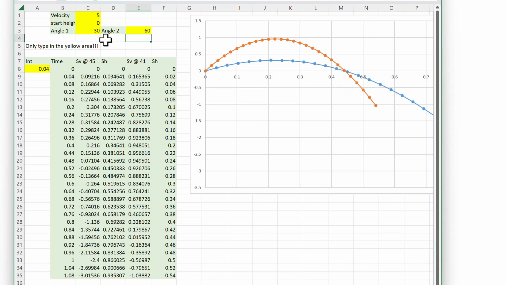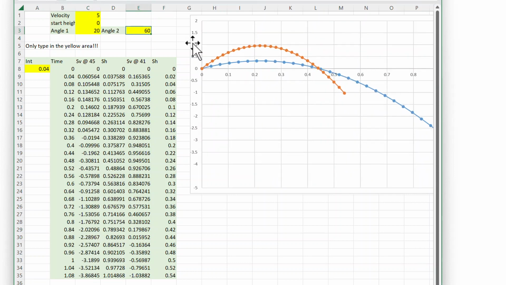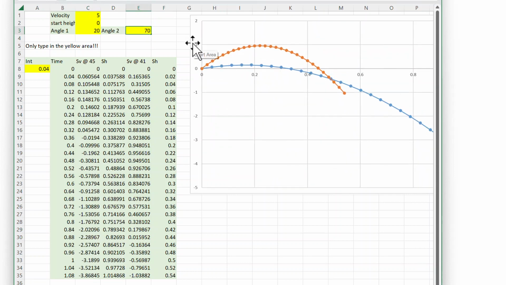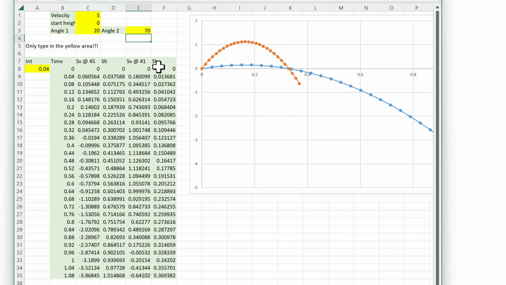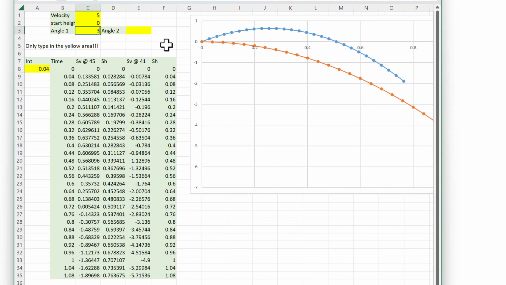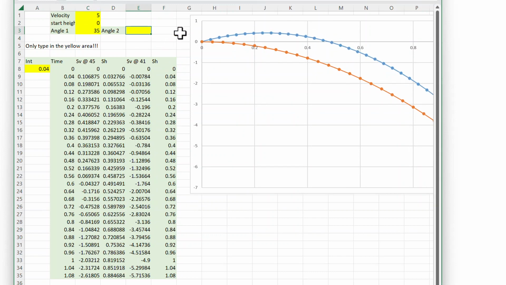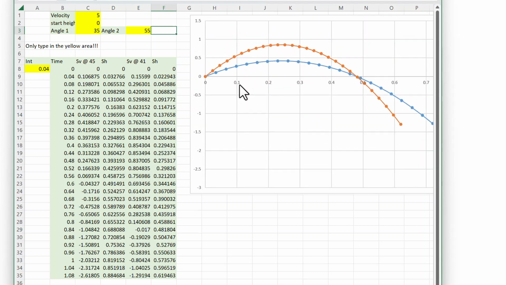All right. Now, if I change this to, let's say, 20, then the other angle that would match it would be 70 degrees. Again, you can actually see it crosses over on the 0 on the x-axis here at the same point. 35 and 55, so those both would add up to 90 degrees. You can still see here they cross over.